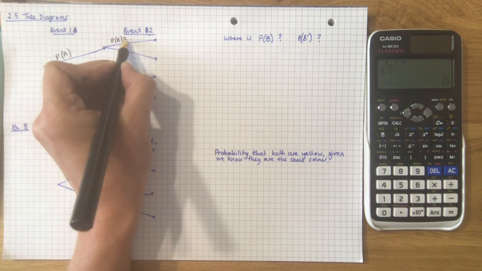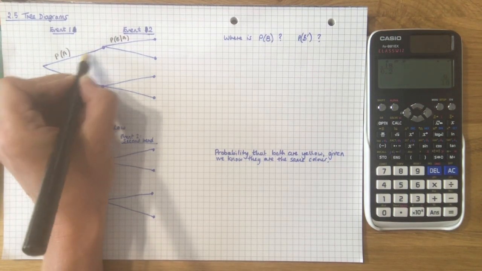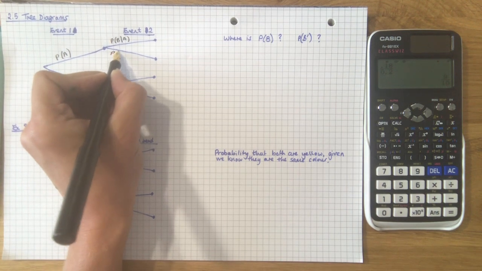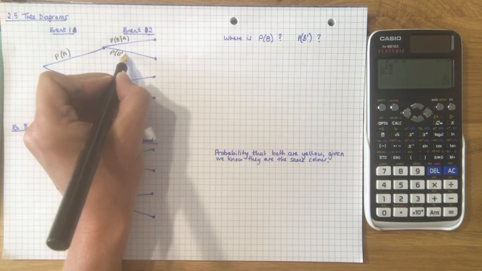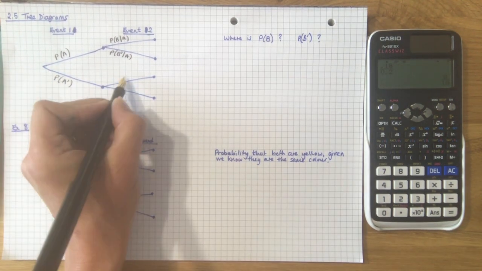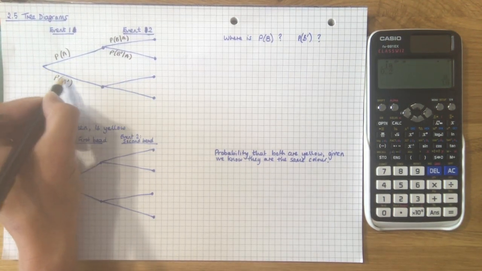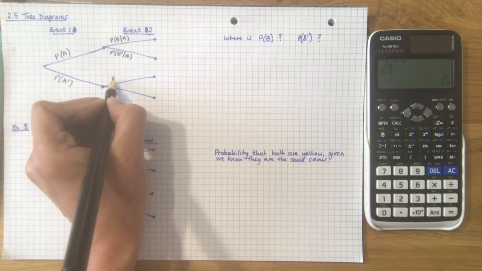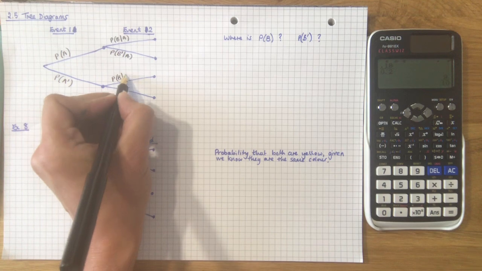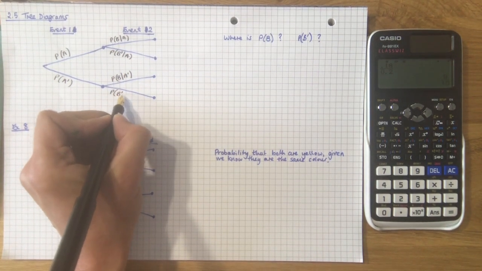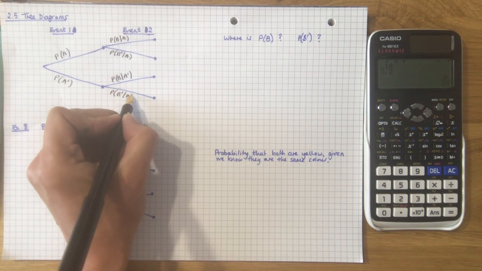occurring given that A has occurred, because we followed the A branch, so we know that A has occurred. This, therefore, is the probability of B not happening given that A has happened. So now, this pair of branches, we are given that A has not happened because that's what we followed to get here. So this is the probability of B occurring given A has not occurred. And this is the probability of B not occurring given that A has not occurred.